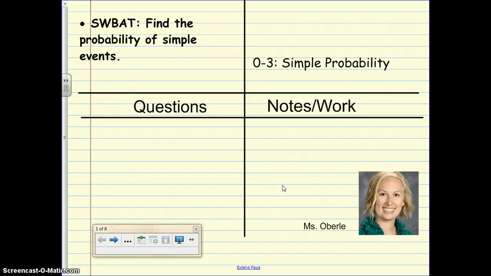Hi students, this is Miss Overly with lesson 03, one of my favorite things, probability. Today, by the end of this lesson, you will be able to find simple probabilities.